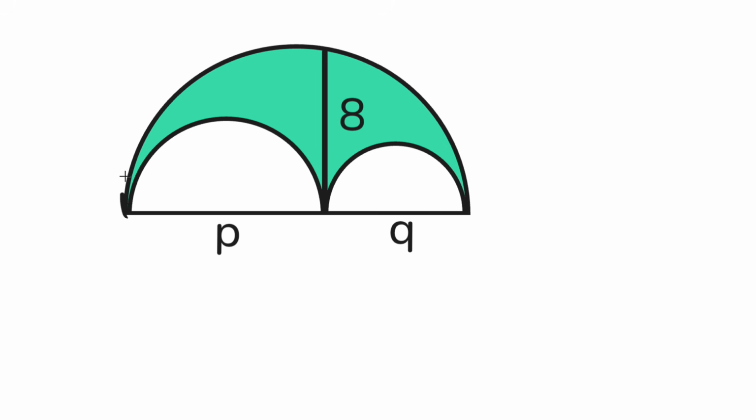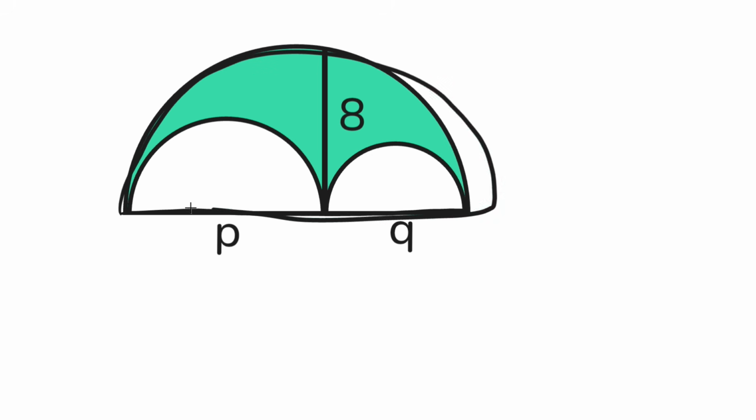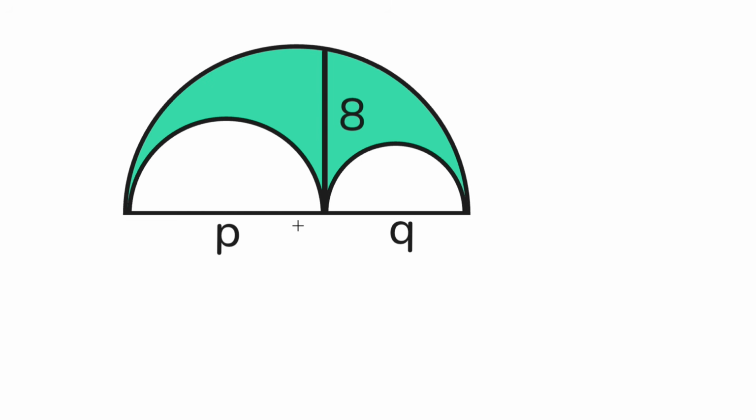We have a large semicircle, and inside it we have two smaller semicircles. Let the diameter of the smaller semicircle on the left be P, and let the diameter of the smaller semicircle on the right be Q. These two diameters sit next to each other along the diameter of the large semicircle. So the diameter of the large semicircle is P plus Q.